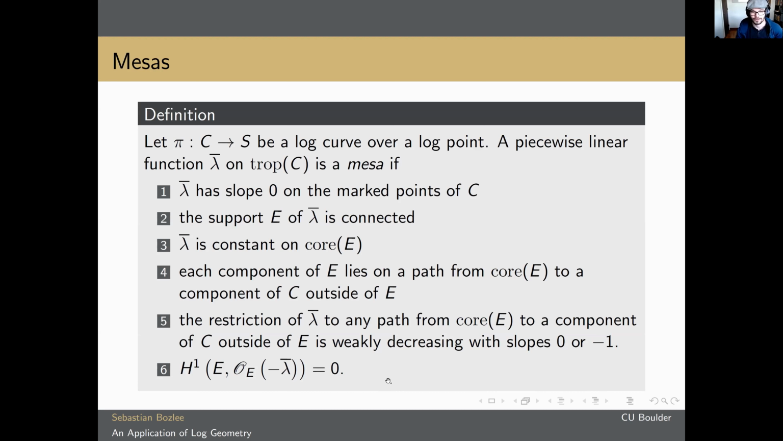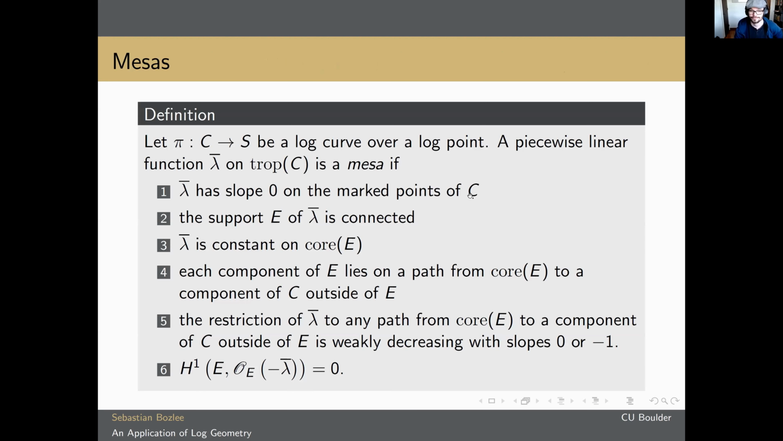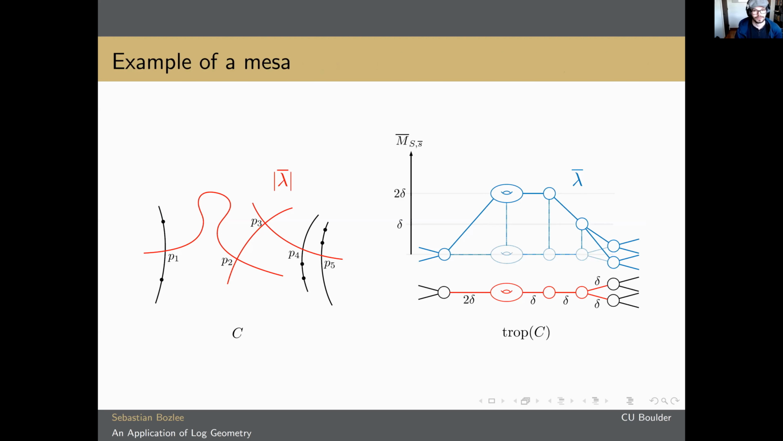And then finally, we have a technical condition. So I want that there is no cohomology in this associated sheaf. What this turns into concretely for this sort of a curve is I want to have an edge that has a slope, a non-zero slope, next to the core. Okay. So that's our example.